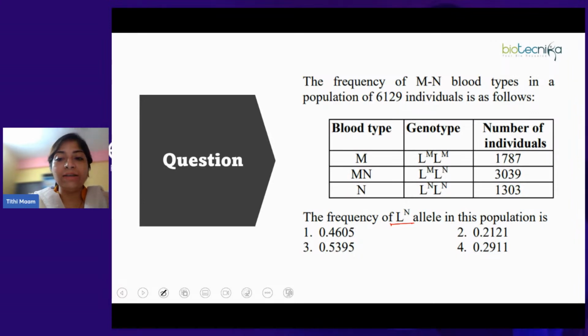So when you have to calculate allele frequency, what do you have to do? Very simple formula: the number of alleles of that particular type present divided by the total number of alleles present in the population. Now there are 6129 individuals in the population. Every individual carries two alleles, so twice of that will be the number of total alleles.